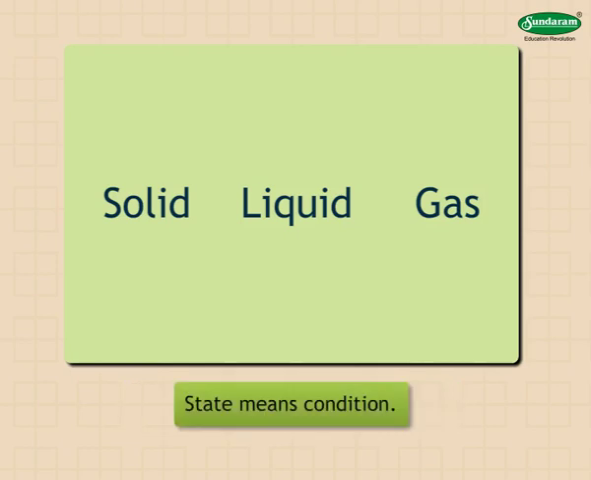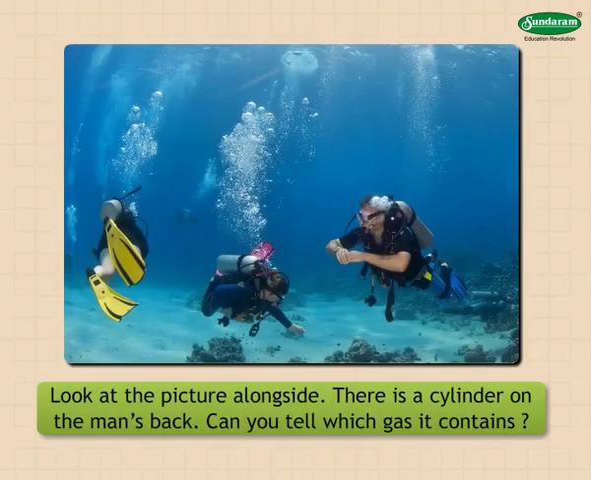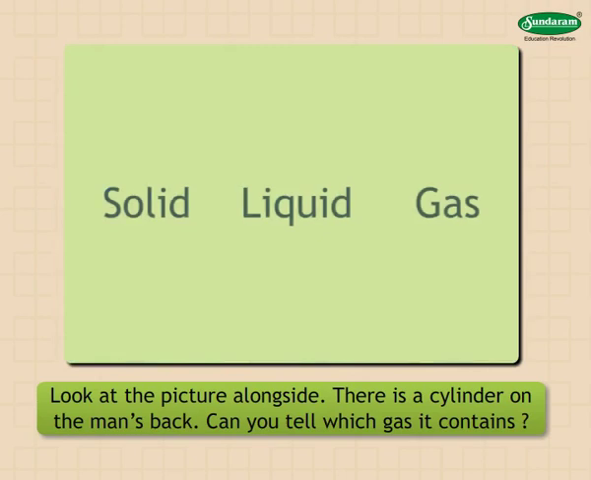State means condition. Look at the picture alongside. There is a cylinder on the man's back. Can you tell which gas it contains?